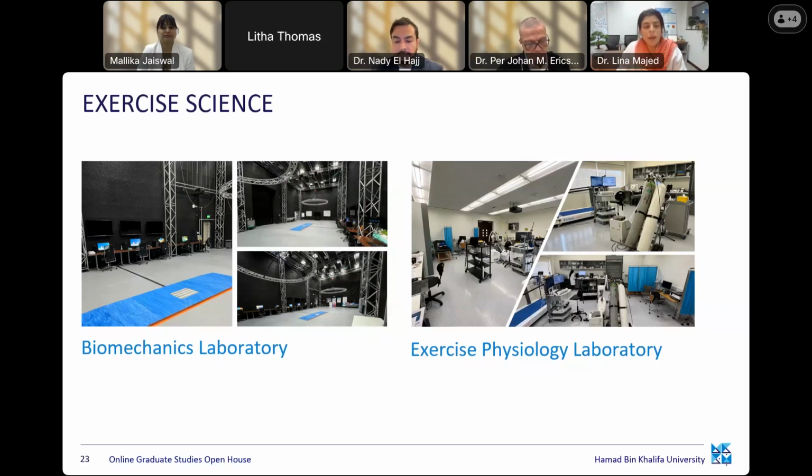We have a force platform as well that gives ground reaction forces. We have an EMG system to measure muscle activity, and we have a gait map that would allow gait analysis or basic spatiotemporal analysis of gait. The exercise physiology lab is equipped with, of course, treadmill and cycle ergometers, a gas analyzer, and other sophisticated equipment as well.